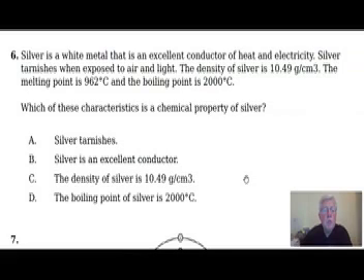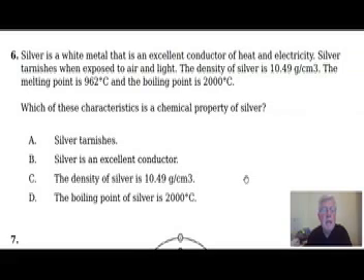Silver tarnishes when exposed to air and light. Tarnishing, it gets that little film on it. Okay, it's reacting to the air and the light, and that's a chemical property. The density of silver is 10.49 grams per centimeter cubed. Silver is very heavy. Not as heavy as gold, but it's heavy.